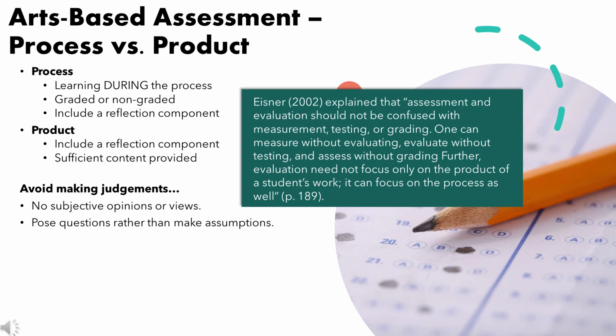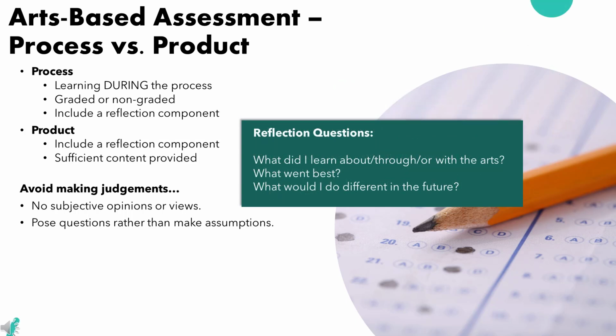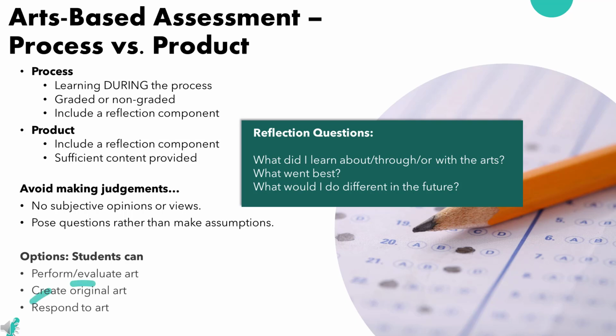For example, ask, what did the student learn about, through, or with the arts? Ask the student what went best in the process and the learning. Ask what they would do different in the future. Some options for students are that they can perform or evaluate the art, create original art, or respond. So it's perform, create, or respond as options for arts-based assessment.